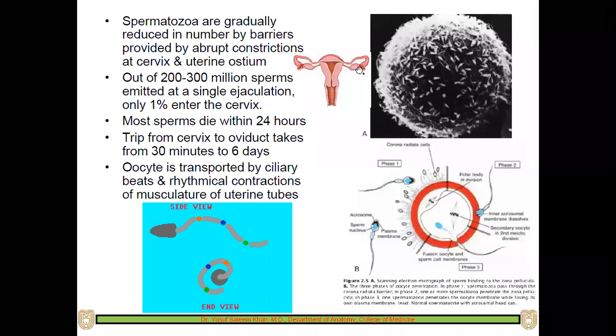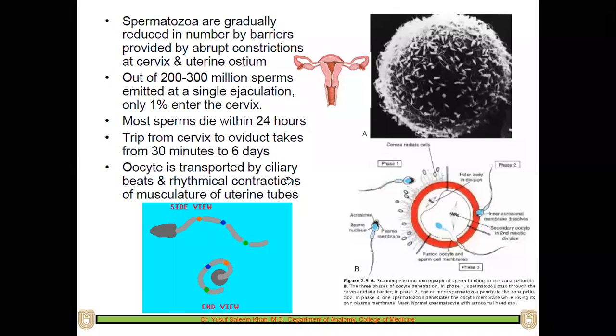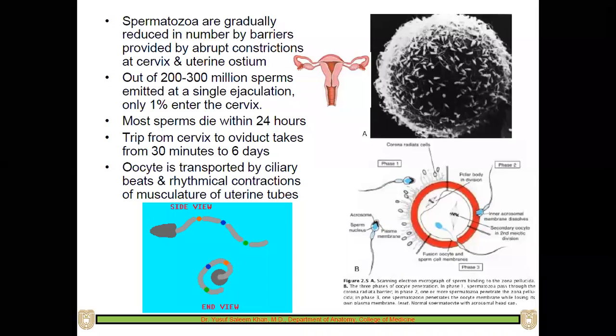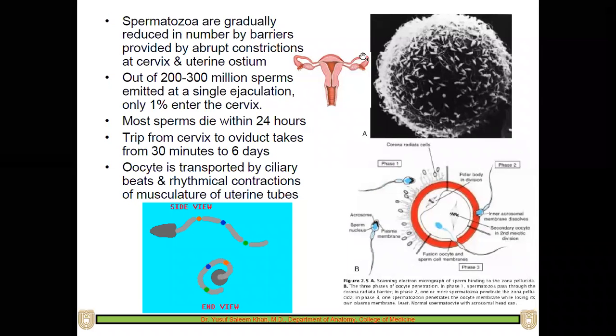But how will the oocyte move? The oocyte is transported by the ciliary beats and rhythmic contraction of the musculature of the uterine tubes. When you study the histology, you will see that the fallopian tubes have cilia within them, and they will beat towards the uterine cavity, and they will pull the oocyte from the ovary into the ampullary part.